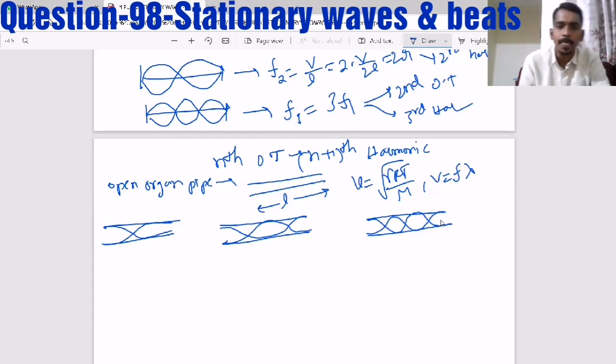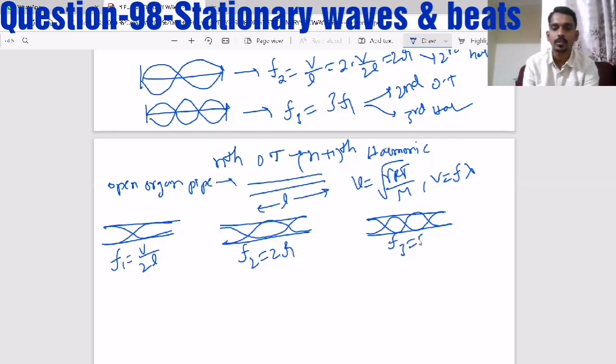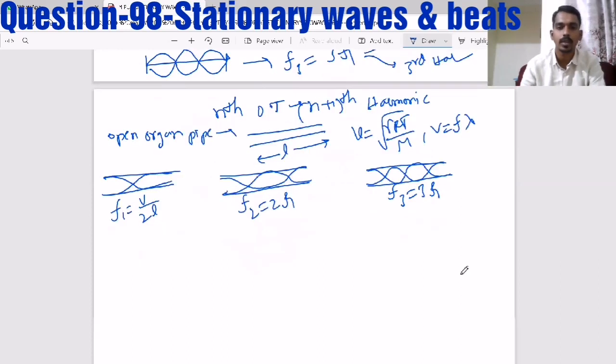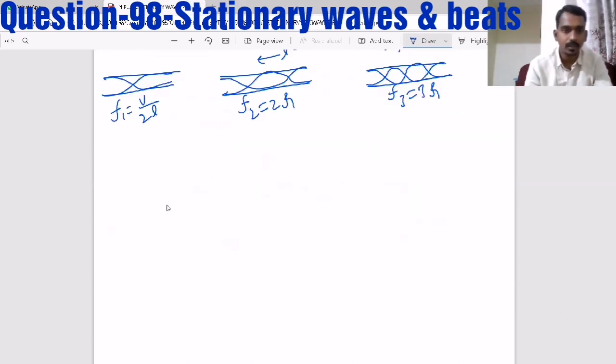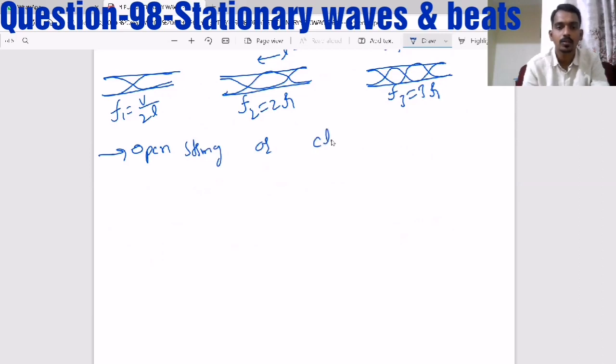But the difference is that in the case of a string fixed at both ends, there are always nodes at the edges. In the case of an open pipe, there are always antinodes at the edges. But again, the fundamental frequency is v by 2L, only the speed is different. And f2 is 2f1, f3 is 3f1, and so on. So the fixed string and the open pipe both have the same kind of formulas. Now, the next thing is the case of an open string or closed pipe.